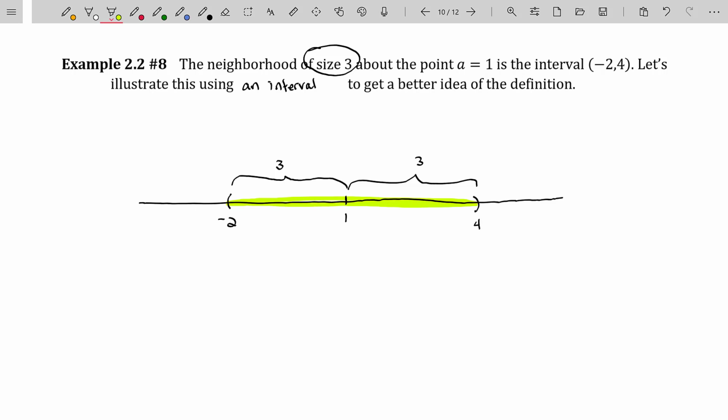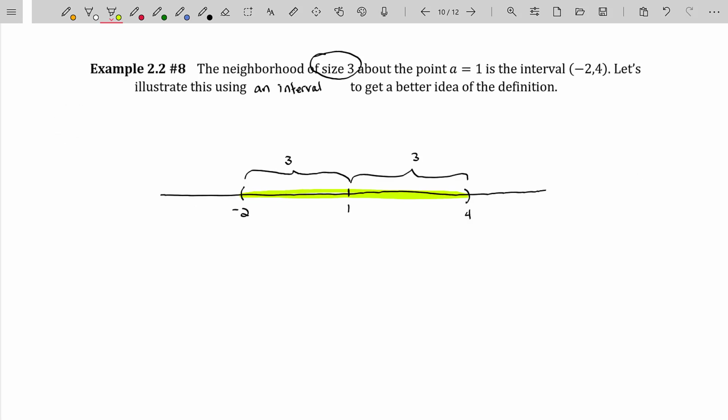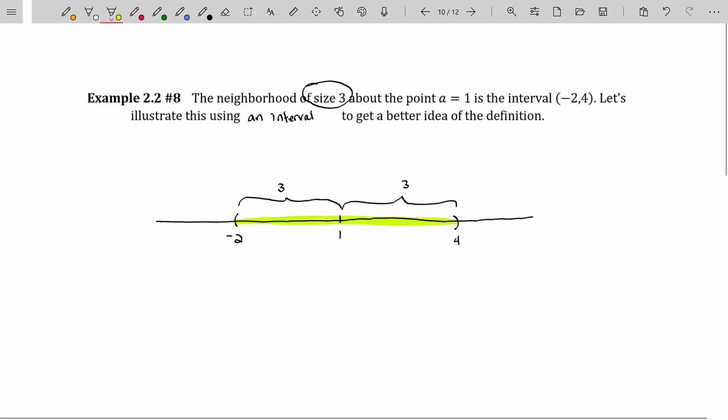Even though technically the distance from left to right is actually 6, we call it a size 3 neighborhood because its radius is size 3. As an aside, the word neighborhood is so theoretical in mathematics that it's usually reserved for upper division math students. But it's such an easy concept. You just have a center at A equals 1 in this case, and a radius away from that center.